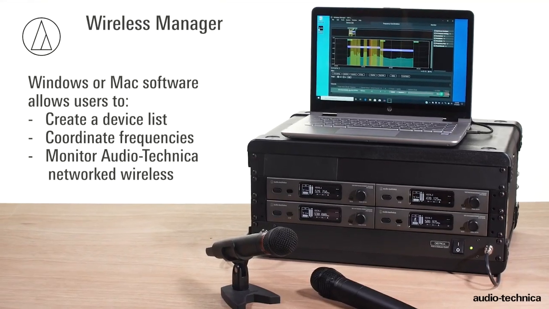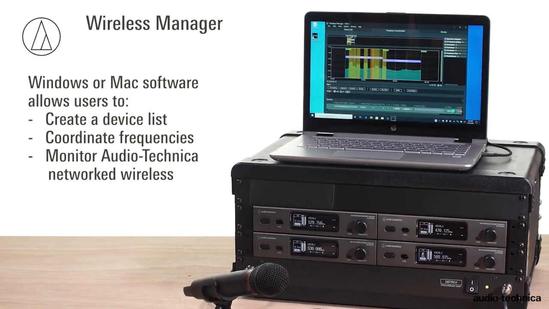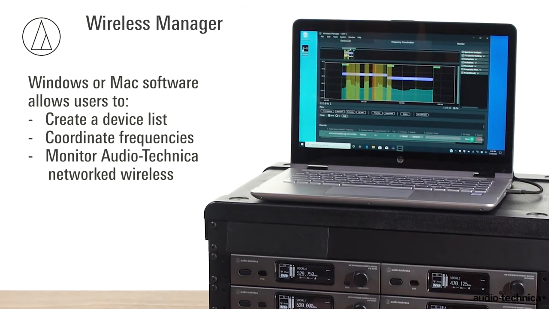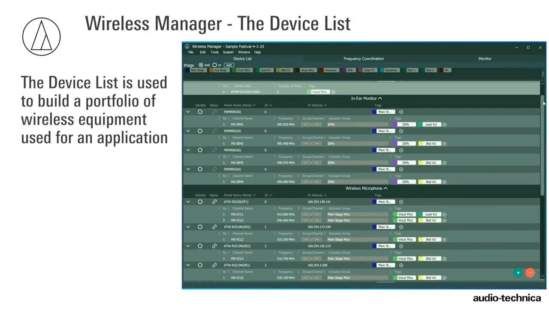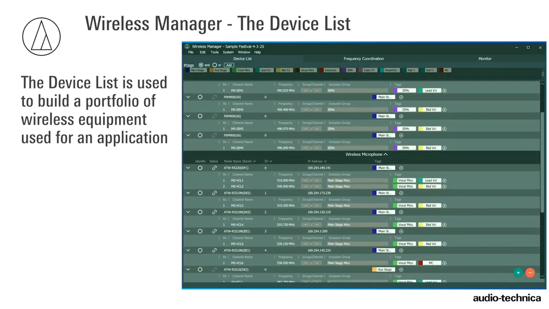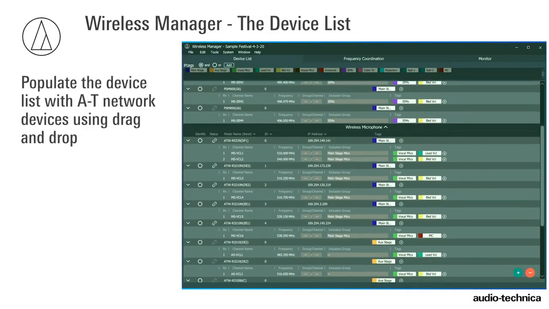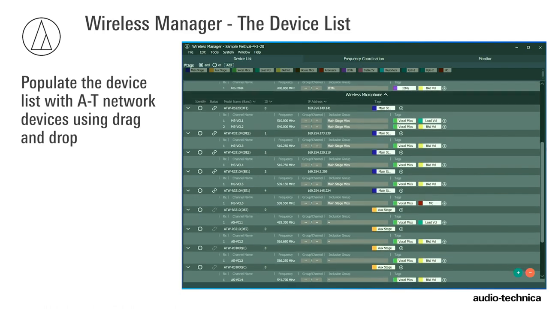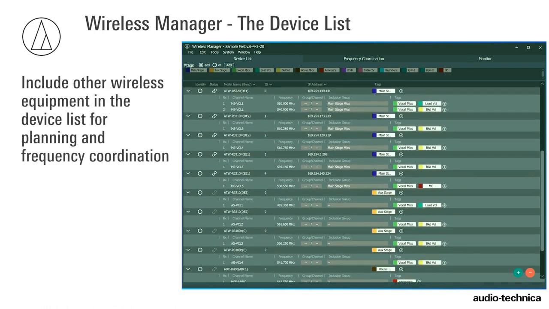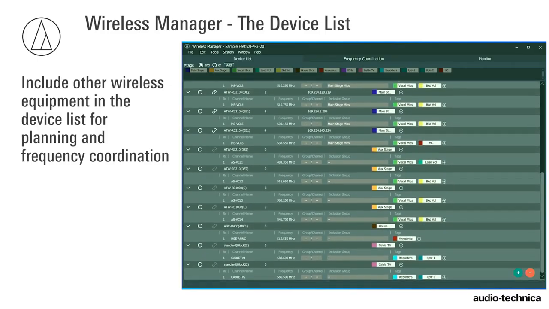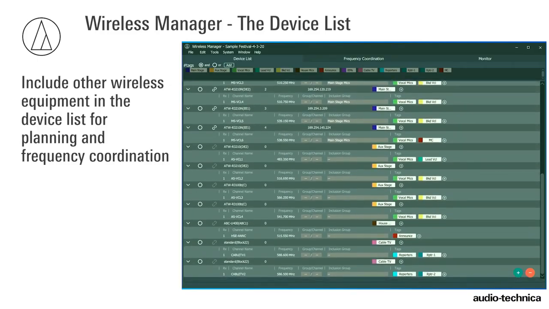Wireless Manager, a powerful, easy-to-use software tool, allows users to create a device list, coordinate frequencies, and monitor Audio-Technica wireless equipment. The device list is used to build a portfolio of wireless equipment used for an application, such as an event or an installation. Audio-Technica network devices are automatically populated to the Device List tab via drag and drop. Other wireless devices, including non-networked AT wireless equipment, can be included in the device list for planning and frequency coordination.